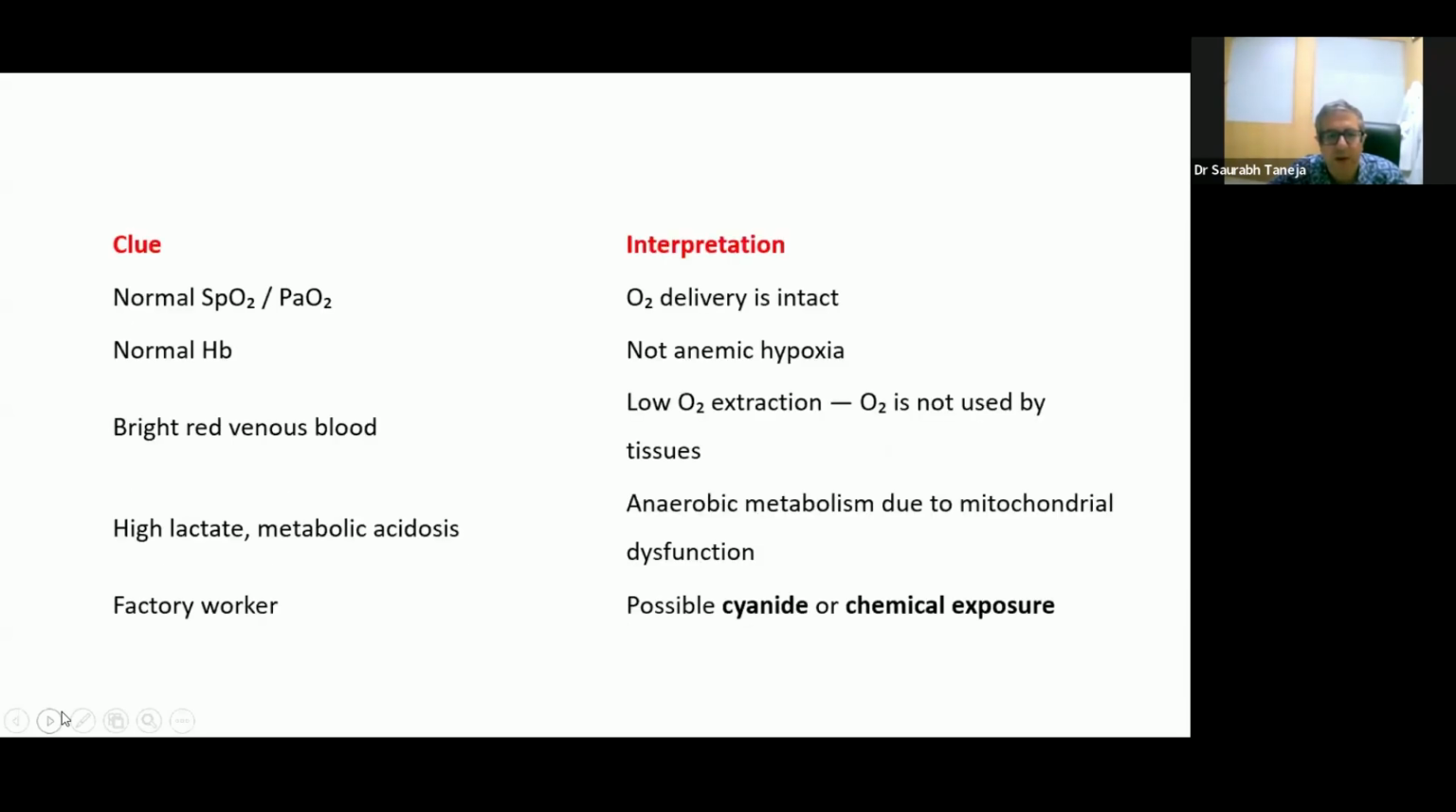As I told you, to distinguish, we see there's a normal saturation, normal hemoglobin, and bright red venous blood. That means extraction by itself is low and there's an issue at the cellular level. The possible clue in this case is the factory worker, suggesting possible cyanide or chemical exposure. So whenever you have a long MCQ with a lot of stems or hints, try to highlight all these things: the patient is a factory worker, there is normal saturation, normal hemoglobin, bright red venous blood, high lactate. This all points to cyanide poisoning, or an issue of histotoxic hypoxia.